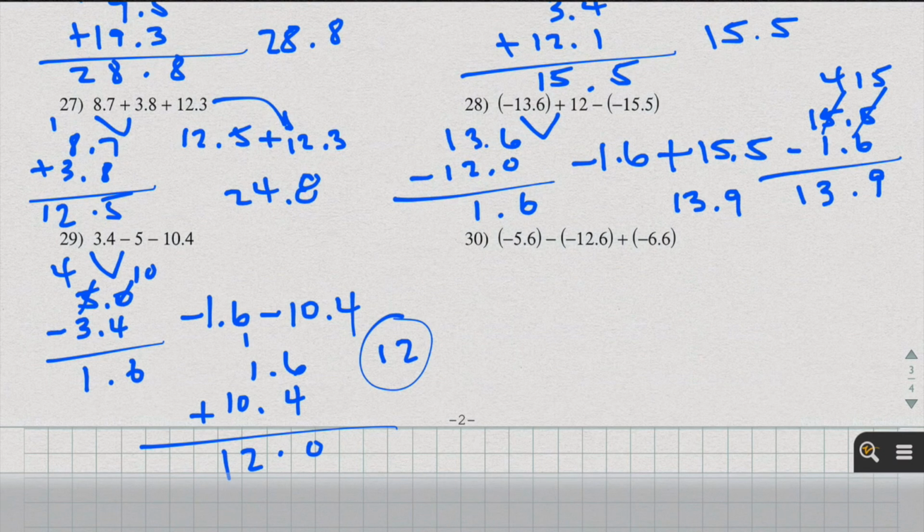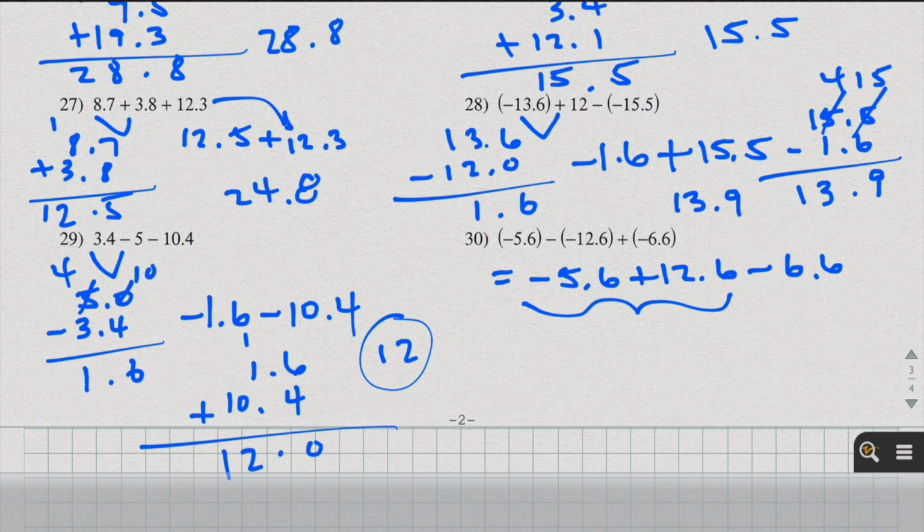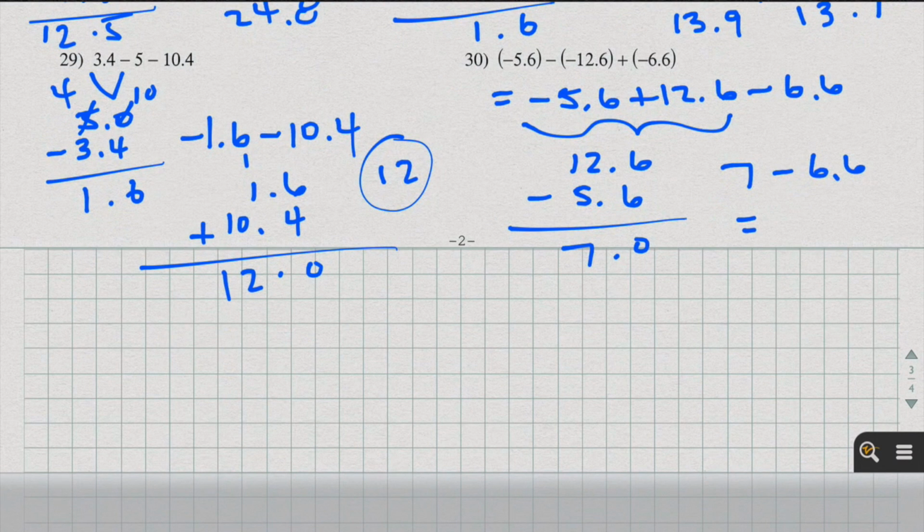Okay, number 30. Negative 5.6 minus negative 12.6 plus negative 6.6. So let me go ahead and change all the signs right away. So we get negative 5.6, minus and minus becomes plus, 12.6, positive and a negative becomes a negative 6.6. Okay, so let's do this part, the negative 5.6 plus 12.6. Because they're different signs, we're going to subtract them. So we get 12.6 minus 5.6. When we subtract those, we end up getting 7.0, we can just write it as 7. So we end up getting 7 minus 6.6. When we subtract those, we end up getting a 0.4. And this is adding and subtracting decimals.